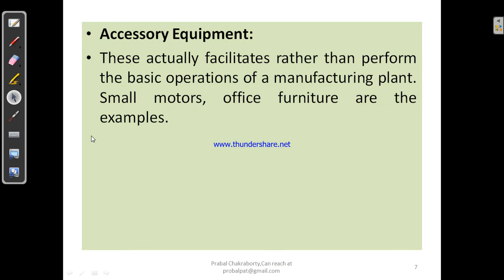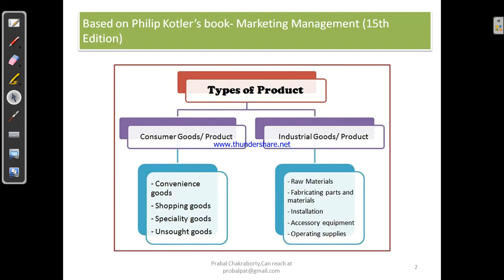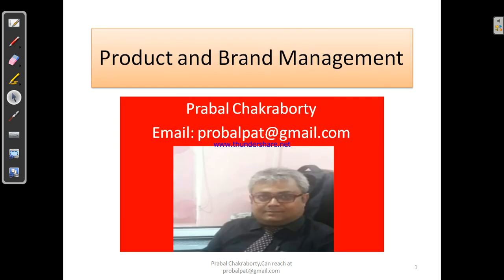So today we are discussing this particular thing, the types of products. Again, I am just highlighting these basics, that is consumer goods and industrial goods. These are the two pairs. And again, consumer goods is divided into different parts, like convenience goods, shopping goods, specialty goods, unsought goods, and industrial goods into raw materials, fabricating parts and materials, installation, accessory equipment, operating supplies. So what is important? You should understand what a product is. Then a product is classified maybe in different ways, but here we are picking consumer goods as well as industrial goods. So these are the important aspects, and this is basically part 2 of product management.